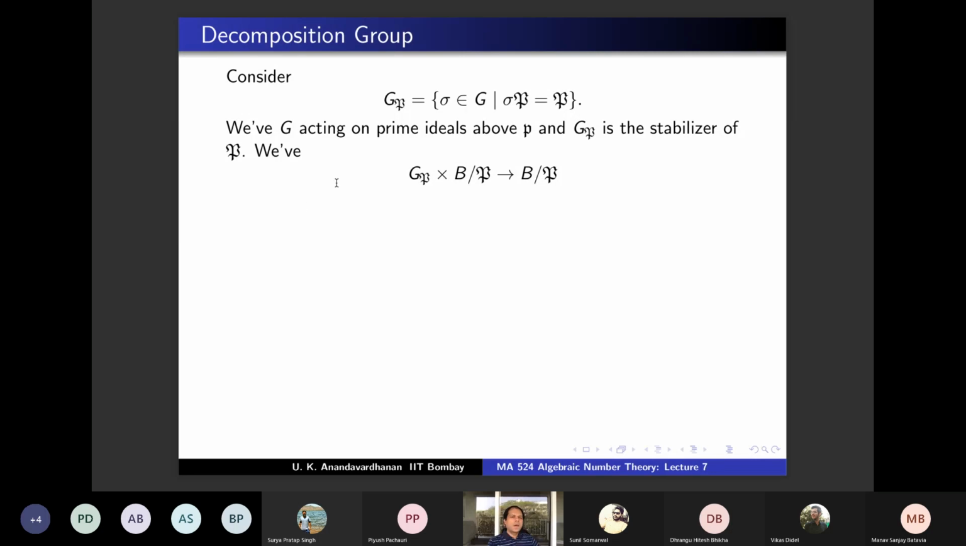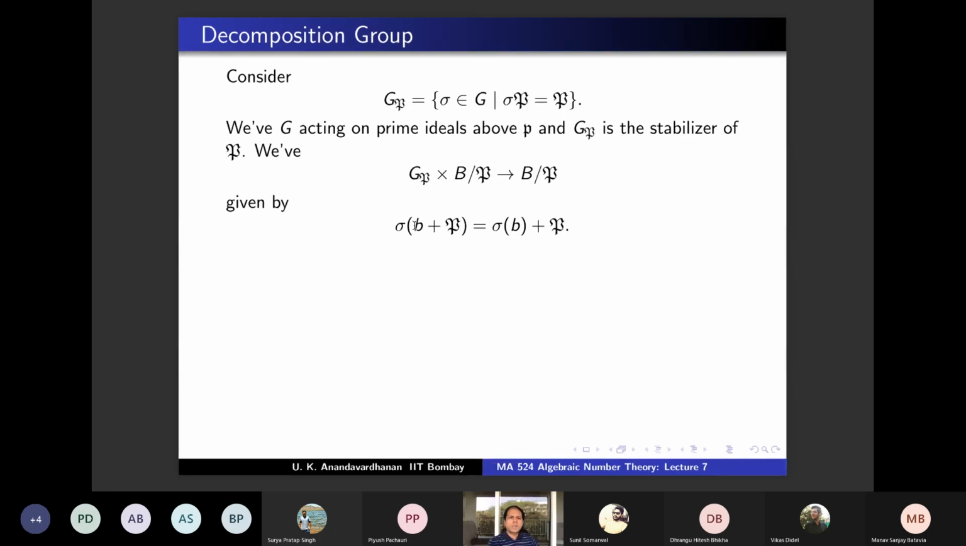Now note that G is acting on the collection of prime ideals, and G_P is acting on B/P. What is the most natural action? How will an element here look like? It will be b plus P, small b. You take sigma from G_P, and what will be the action? Sigma of b plus P. That's the most natural thing, and you need to check that this is well defined.